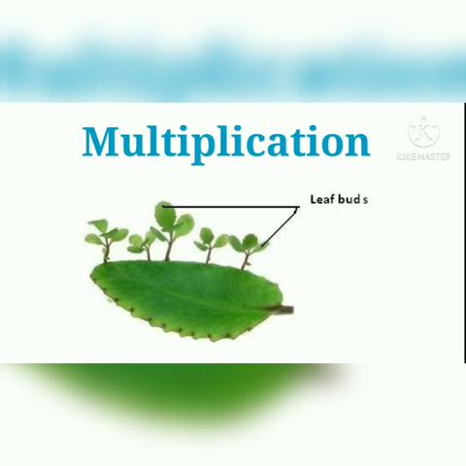Multiplication. Leaves modified for reproduction produce tiny plantlets at their edges. These plantlets become new full-size plants when separated from their parent leaves. Bryophyllum is an example.